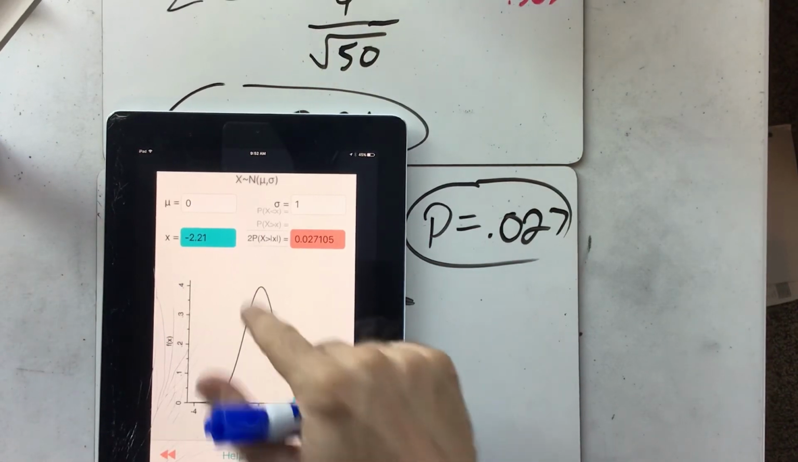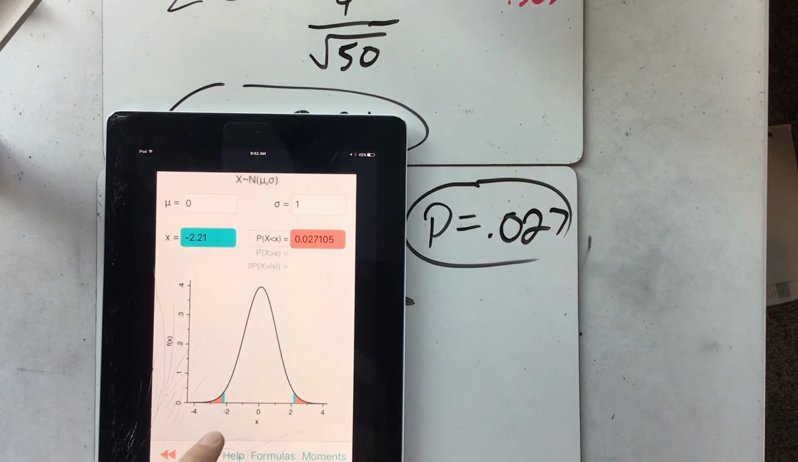Now, what could I have done if I was on my computer, or if I was on a calculator? What you could do is you could do this one, and notice that picture is going to give me just one of the tails.